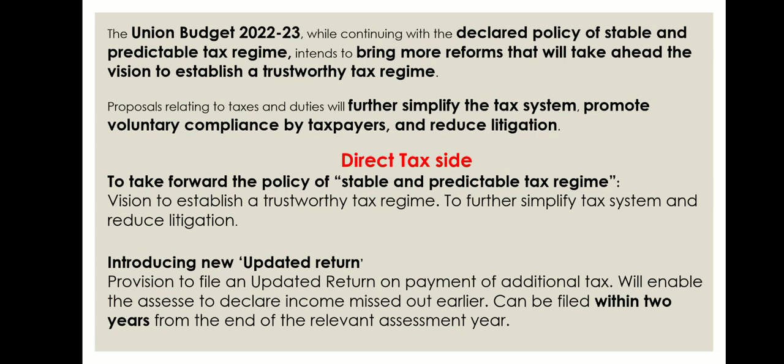So the direct taxes and the indirect taxes. Now looking at the direct taxes first, the budget says that it is taking forward the vision of a policy of stable and predictable tax regime to establish a trustworthy tax regime and to further simplify the tax system and reduce litigation. So it introduced a new updated return, that is a provision to file an updated return on payment of additional tax. Now this will enable the assessee to declare the income that was missed out earlier, and this can be filed within 2 years from the end of the relevant assessment year.